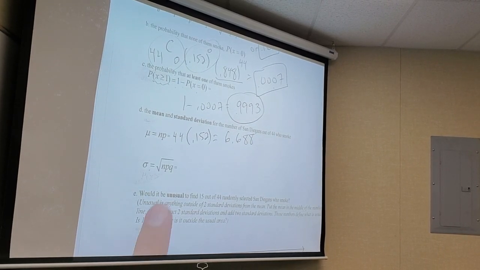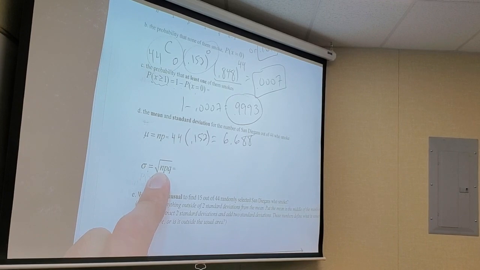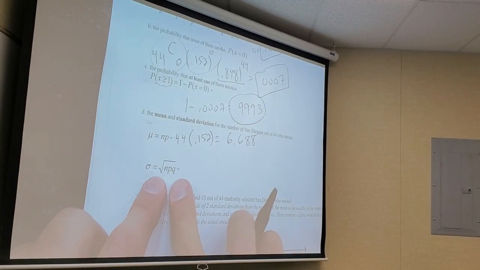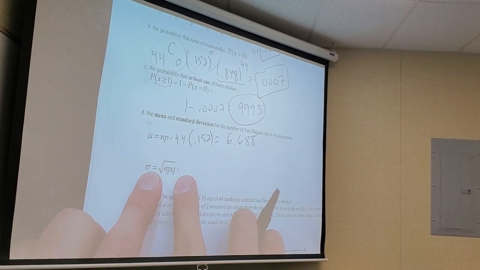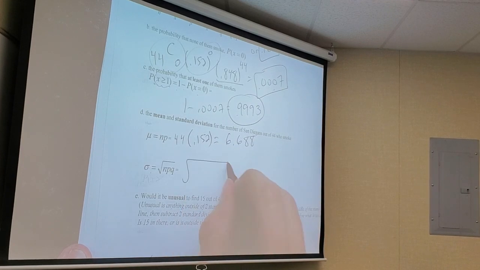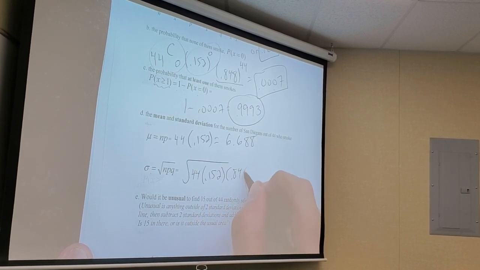Beautiful. Here's the one that's a little bit harder to explain. Some of you would understand the math behind this because some of you have taken some calculus, but I'm not going to do that. But here's the formula. This is how you calculate the standard deviation for an NPQ problem. So it'd be the square root of N times P times Q.